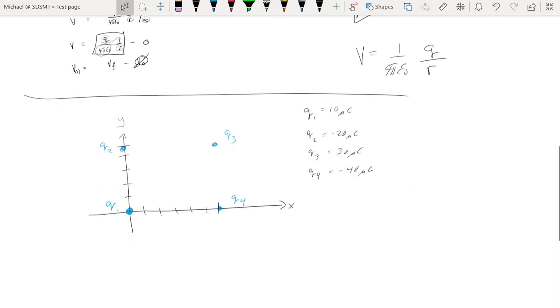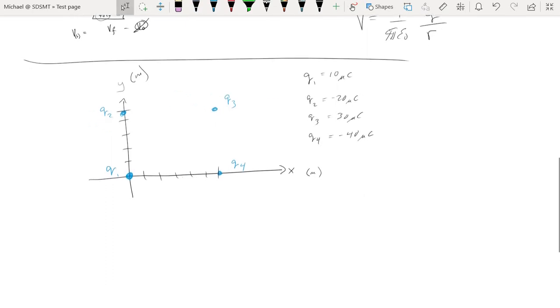Okay, we have charges, we have positions along the number line. We'll go ahead and let our axes be in meters, just so we have nice units to work with. And we'll say that charge 2 is right there at the +5 mark on that y-axis.